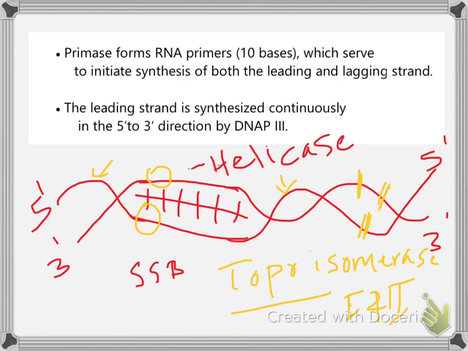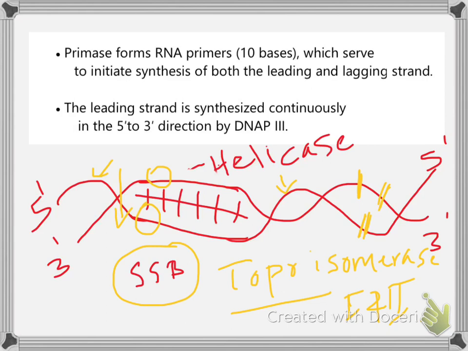So, first the helicase binds at the origin of replication, and when the helicase moves, it breaks the hydrogen bonds between the DNA strands, and the SSB protein, single strand binding protein, binds to each strand of the DNA, which prevents the rejoining of these two strands.